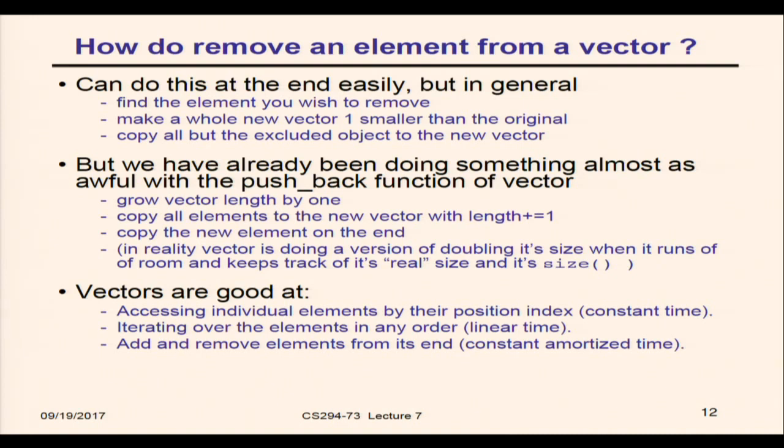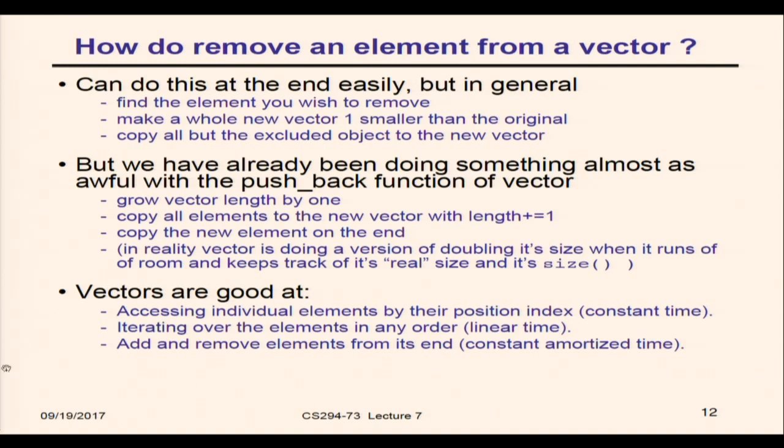Accessing individual elements by their position index. You can index by k, and that takes constant time. It takes no time at all, practically. You can iterate over the elements in any order. You can do random access. You can say, okay, k equal to some random sort of integers, and index into the array in any order. And it takes me as long as I have as the number of integers.